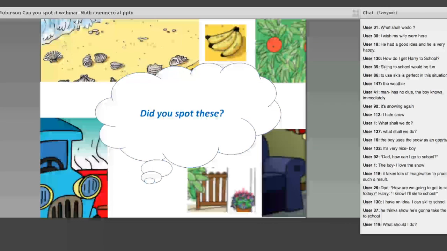So, have you been watching? Have you been spotting today? I've given you here some clips from the different pictures that I've shown you. Can you remember which picture these things were in and where they were? Which part of the picture they were in?